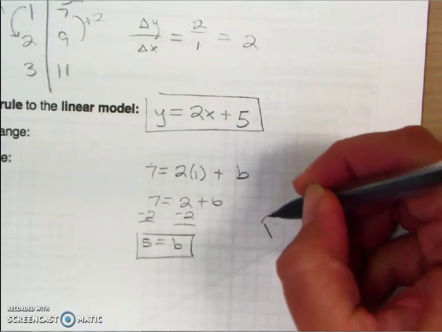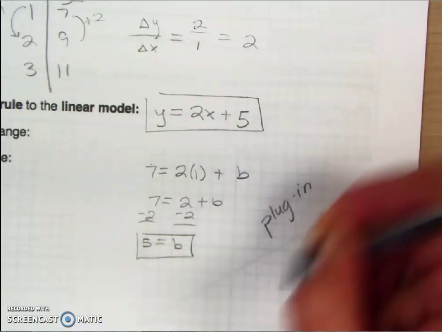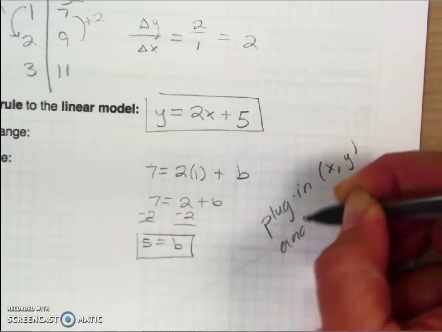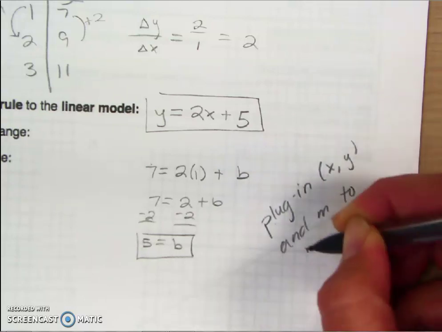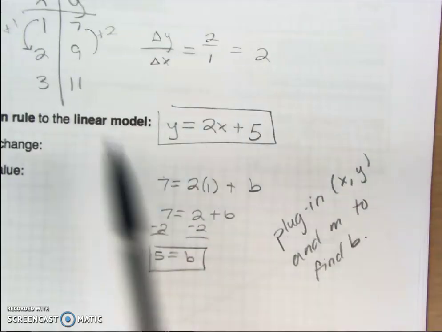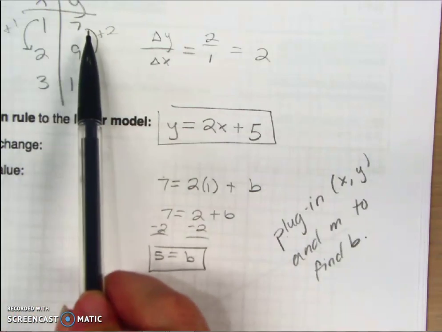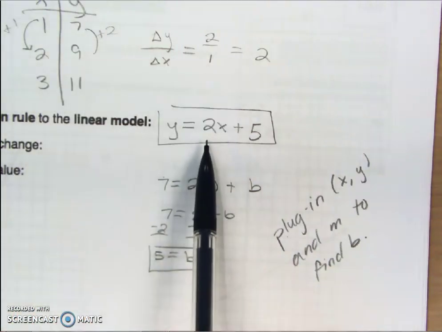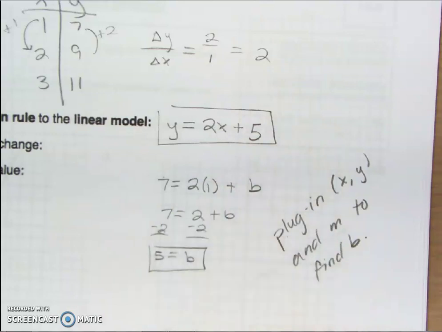So right here we plug in an x, y, and m to find the b. So to find the initial value, we can plug in one of the x's with its y for x and for y, and figure out the m to figure out the missing part, the b.